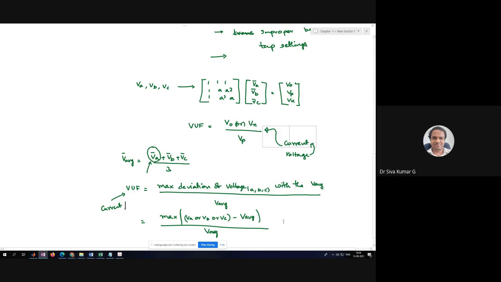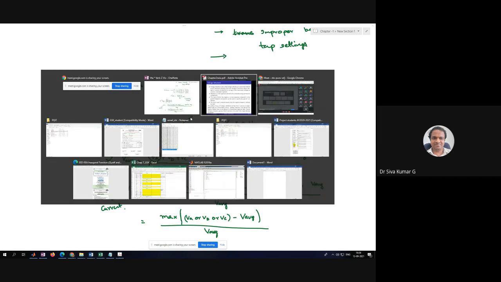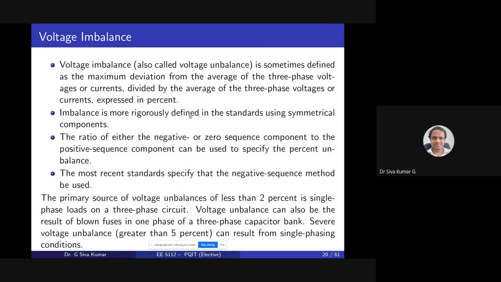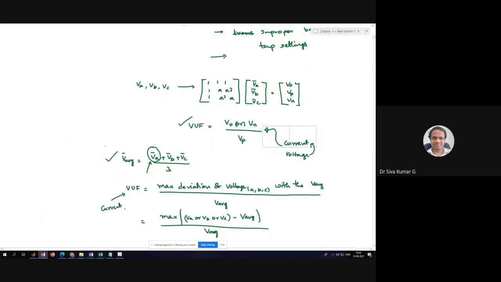These are the definitions available in the literature, but people are still debating how to find the voltage unbalance factor. Generally, the IEEE standard 519 gives this particular equation as well as this other equation. Either way, you can evaluate it.